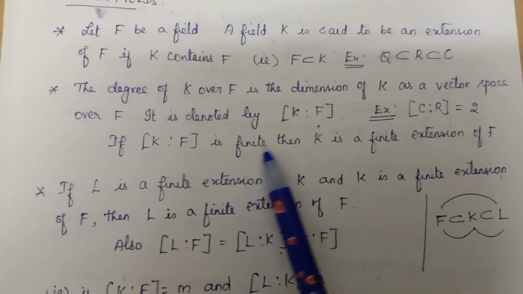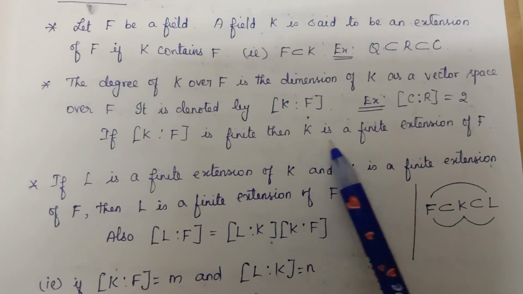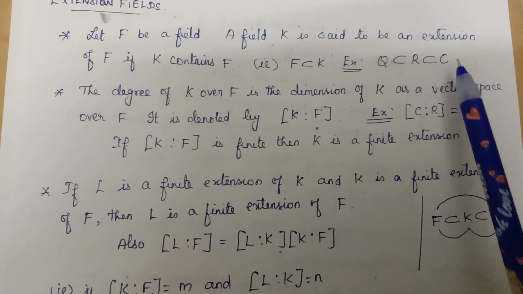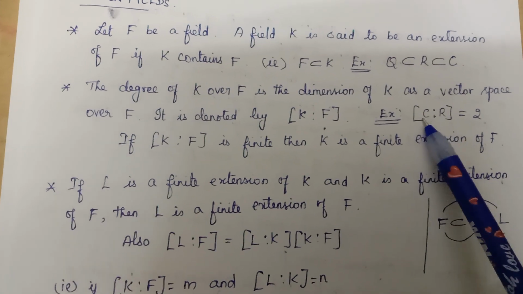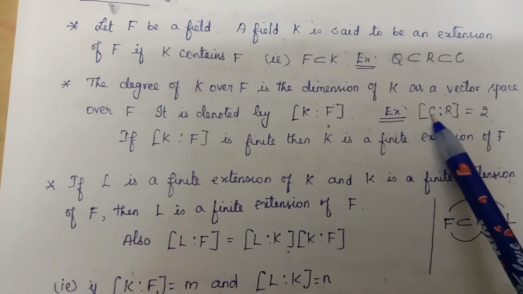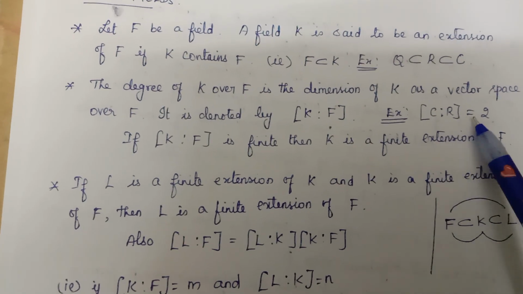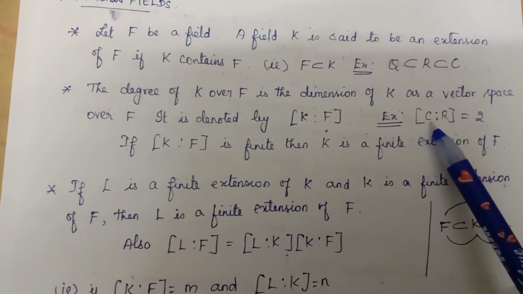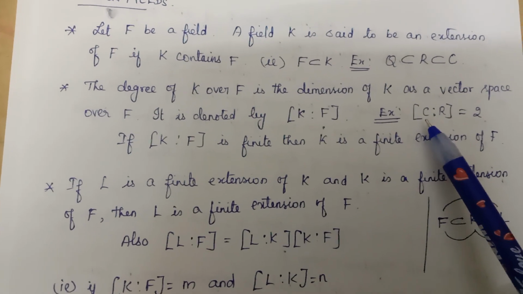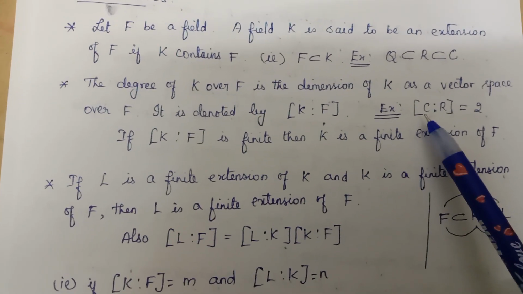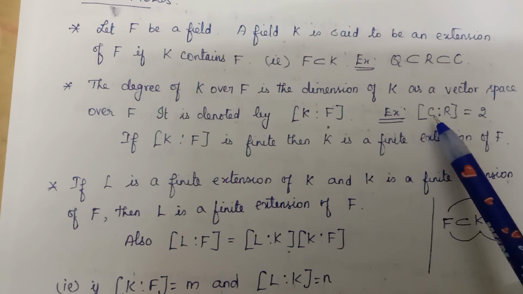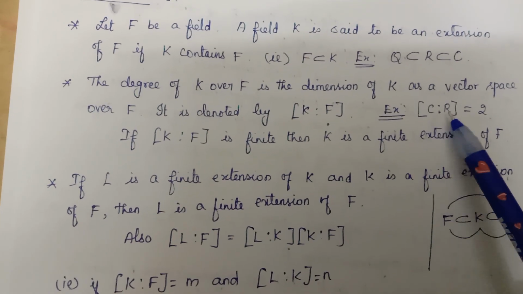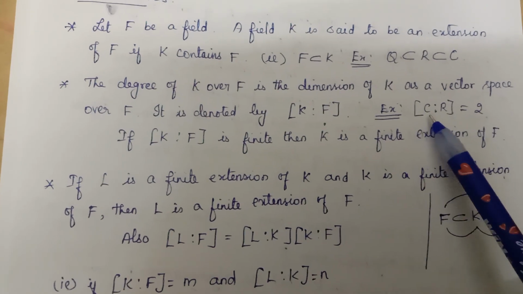If the degree is finite, it is called a finite extension, otherwise it is said to be an infinite extension. For example, consider the field of complex numbers as an extension of the field of real numbers, R. If you consider C as a vector space over R, then its dimension is equal to 2, because the set containing 1 and i, the imaginary unit, will constitute the basis for the vector space C over the field of real numbers. So the basis contains only 2 elements. Therefore, the degree of C over R is 2. So this is a finite extension; C is a finite extension of R.